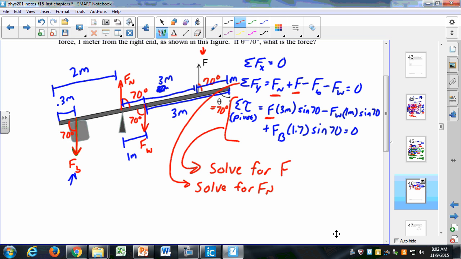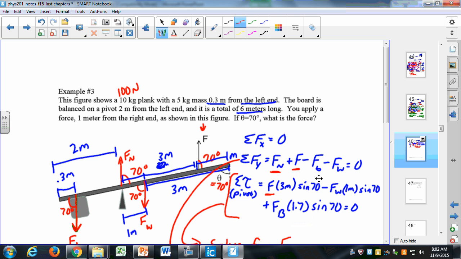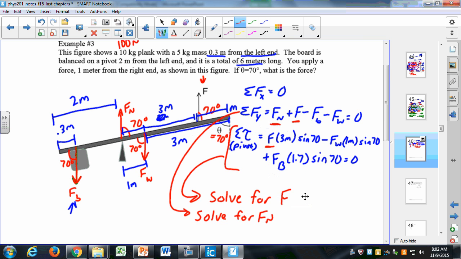It's a little more difficult, but it's kind of similar to the ladder problem that you had. In this one, you have a sandwich board sign. Oh, by the way, when you get your answers on any of these, if I solve for F and I solve for Fn, a good way to check your answers is to take your known values and go back into each of the equations you've written and make sure that they satisfy those equations, to make sure that you haven't made a mistake.